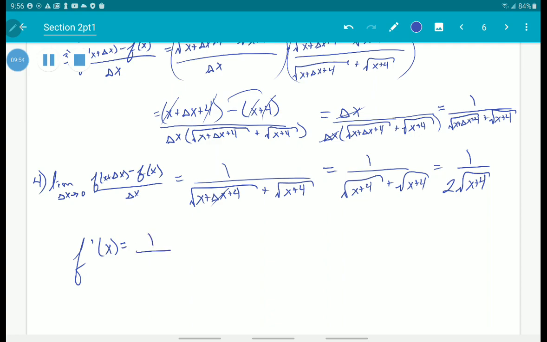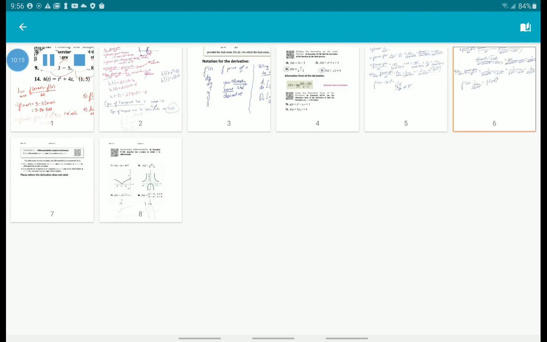Or we could write that as 1/2 times (x plus 4) to the negative 1/2. Either way is going to give us the same idea. So that's how we can take that and write that idea of a derivative there.